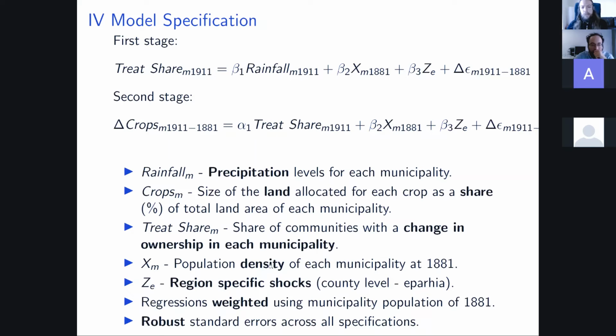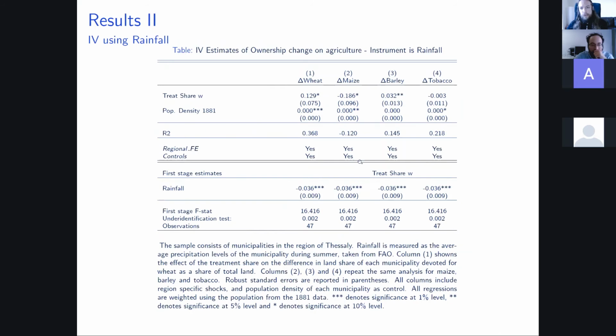And more or less, it's the same regressions as before. So you do have similar effects. So again, you have a positive effect on wheat and barley, but a negative effect on maize. And again, the first stage shows that for higher levels of precipitation for these regions, you have a negative effect on the treatment, in the sense that these were the places that were the least fertile. So they were less likely to be given to small owners.